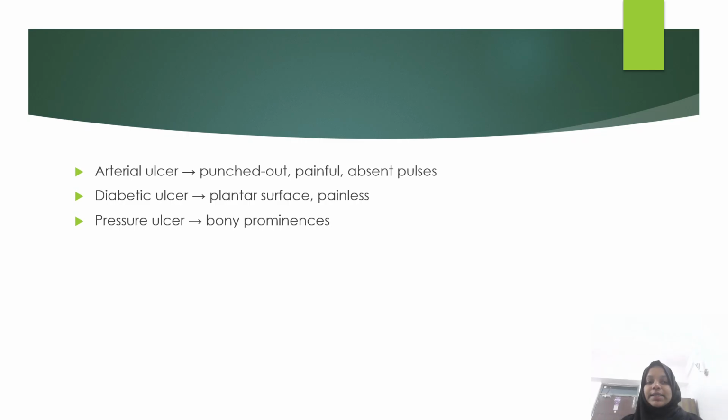How about other ulcers? Arterial ulcer is usually punched out, painful with absent pulses. Diabetic ulcer is usually on the plantar surface. Again, it's painless. Pressure ulcer is usually on the bony prominences like the heel pad. If the patient is prolonged bedridden, it can be on the pressure areas like the gluteal area, right? That is how it comes.